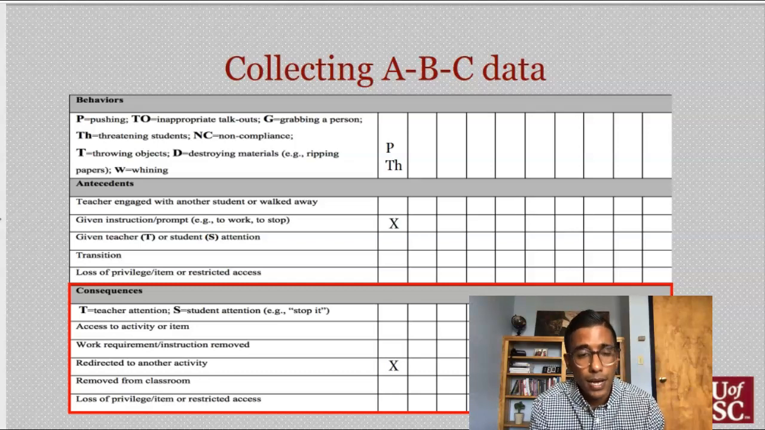If you take a look at what we just completed here, you would see that the student's behavior that we were collecting data on was given an instruction and prompt as the antecedent event immediately before they begin to push and threaten other students. And immediately after they engage in those behaviors, the teacher redirected the student to another activity.